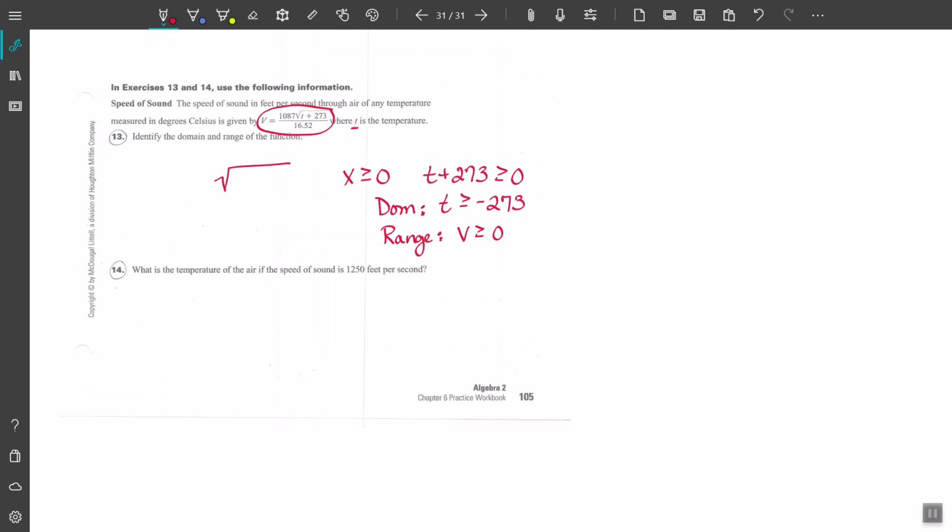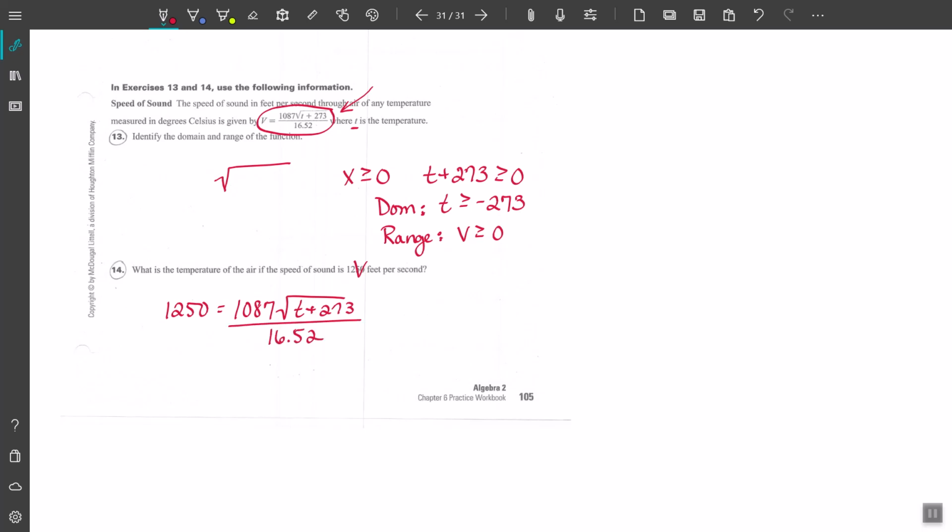And then in 14, they specifically ask us what the temperature of the air is if the speed of sound is 1,250 feet per second. So they're giving us our V right here. They're giving us the dependent variable. So they're saying if the speed of sound is 1250, so I'm subbing that in for a V out of my formula that I'm getting up here out of the problem. They want to know what T is.